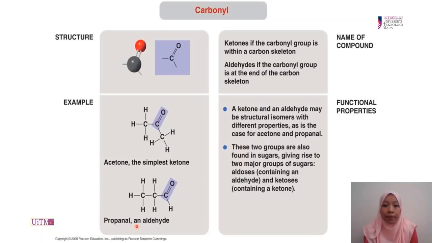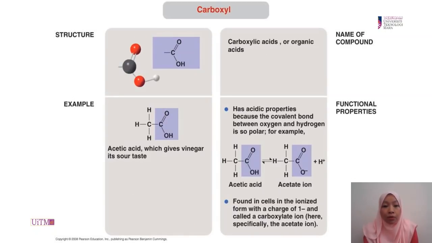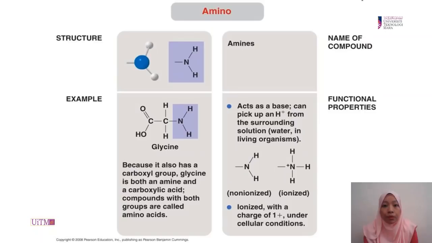Next we move on to carboxyl. Carboxyl is COOH. Normally the compounds or molecules that have COOH will form an acid, because they have acid properties. Next one is amino, which refers to NH2. You can see how glycine is one type of amino acid. It will have the amine group and also the carboxyl group. Basically the amine group acts as a base.